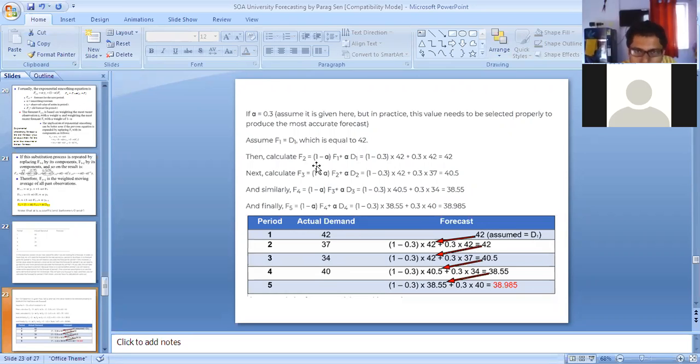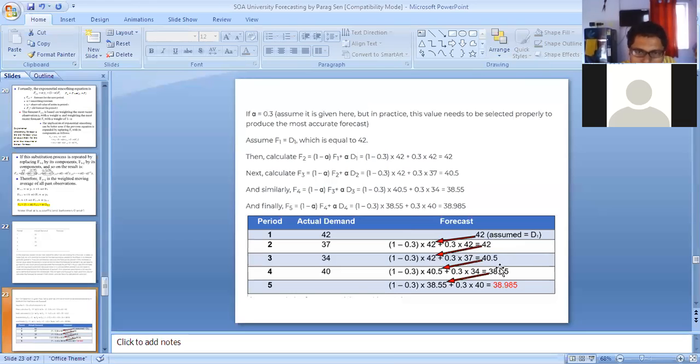Then calculate F2, which is (1 minus alpha) into F1 plus alpha into D1. So (1 minus 0.3) into 42, plus 0.3 into 42. So the earlier forecasted value you are using to determine the forecasted value for the current period. Using this method, you are getting 42. So this 42 you will be using to calculate the forecast for the third period.